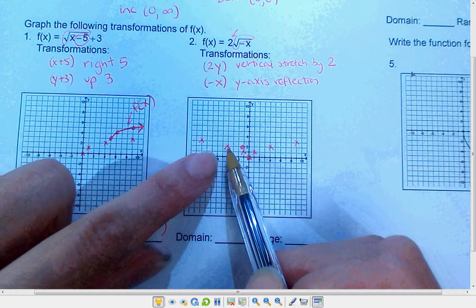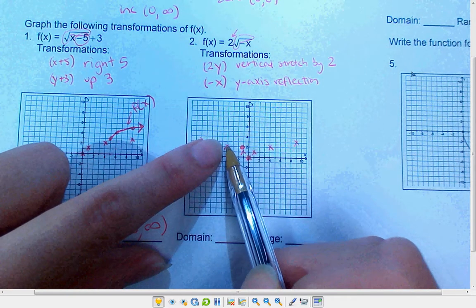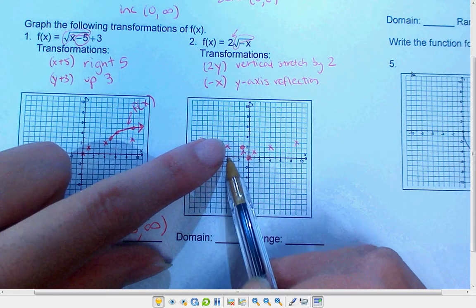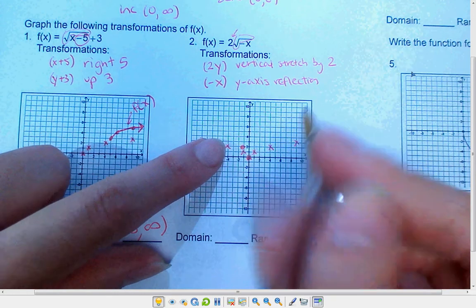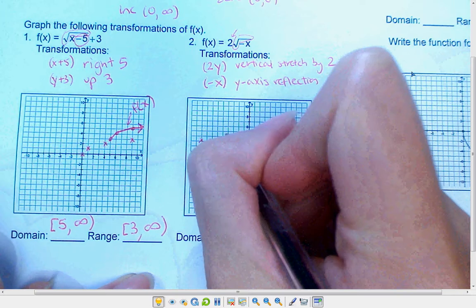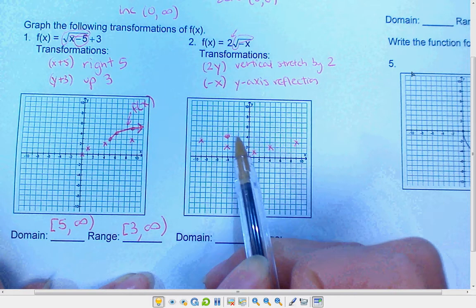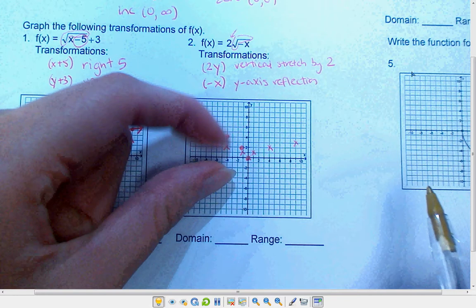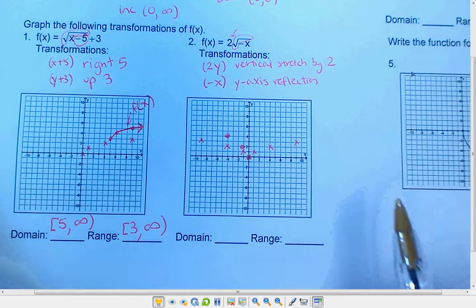If you look at your next point, this point is (-4, 2). Again, your y value is currently 2. If I'm multiplying 2 by 2, that gives me 4. So my new y value is going to be up here at 4. So see how I'm stretching this point vertically? So I'm pulling it up vertically, which is up or down.